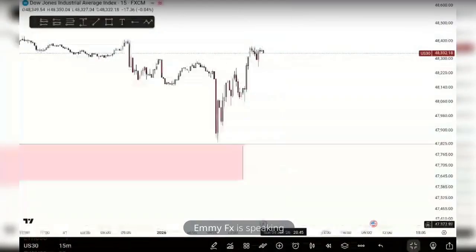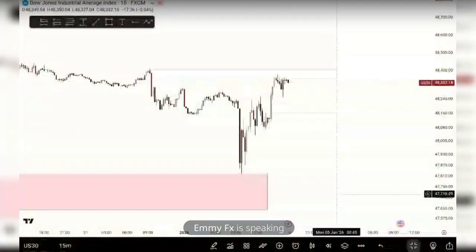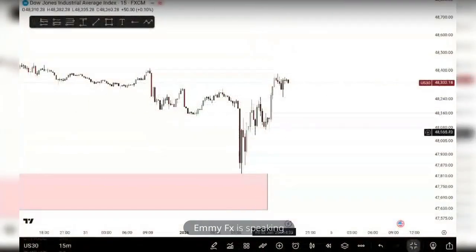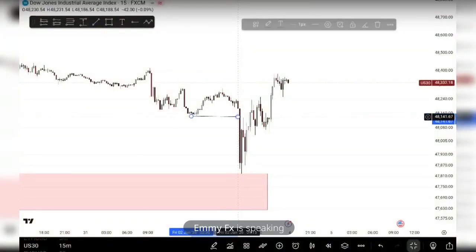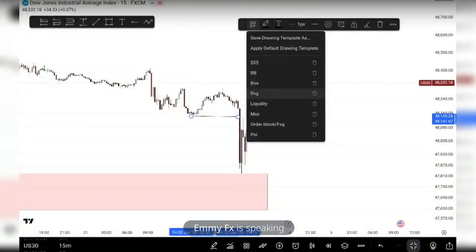Now it's time for us to know what price is currently doing at this point. So now it's time for us to know this. I'm going to use this liquidity. So we have this liquidity, the average price like we had it from.